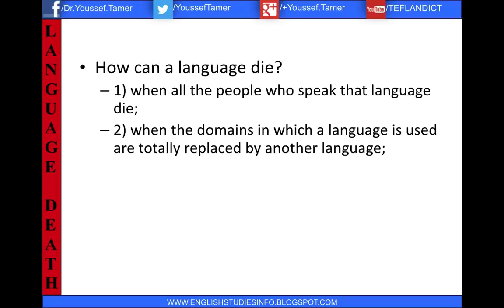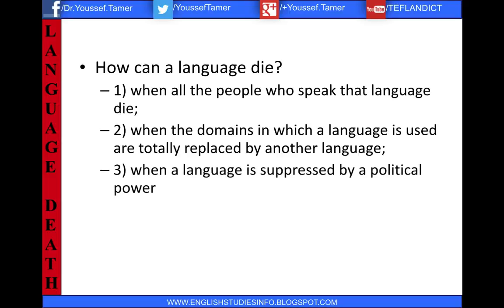In relation to Morocco, we go back now to the story of French. We don't have the death of French, but we have a reduction. It has been reduced. Because what happened after independence is that French has been rejected from formal contexts like education, administration, business, parliament, politics, and so on, and has been replaced by Standard Arabic. So that's a kind of beginning, hopefully, of death of French. So when the domains in which a language is used are totally replaced by another language.